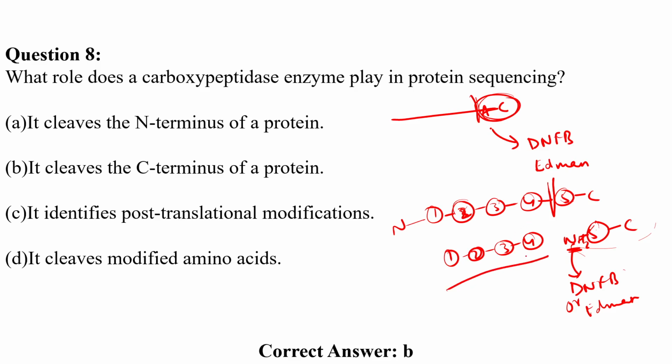Again, the remaining peptide can be cleaved off with carboxypeptidase and the 4th. So basically what we were doing in the previous cases, we were sequencing it from this direction. In this case, we can use this enzyme to sequence the protein from this direction. So this enzyme will cleave at the C terminus of the protein. Okay.